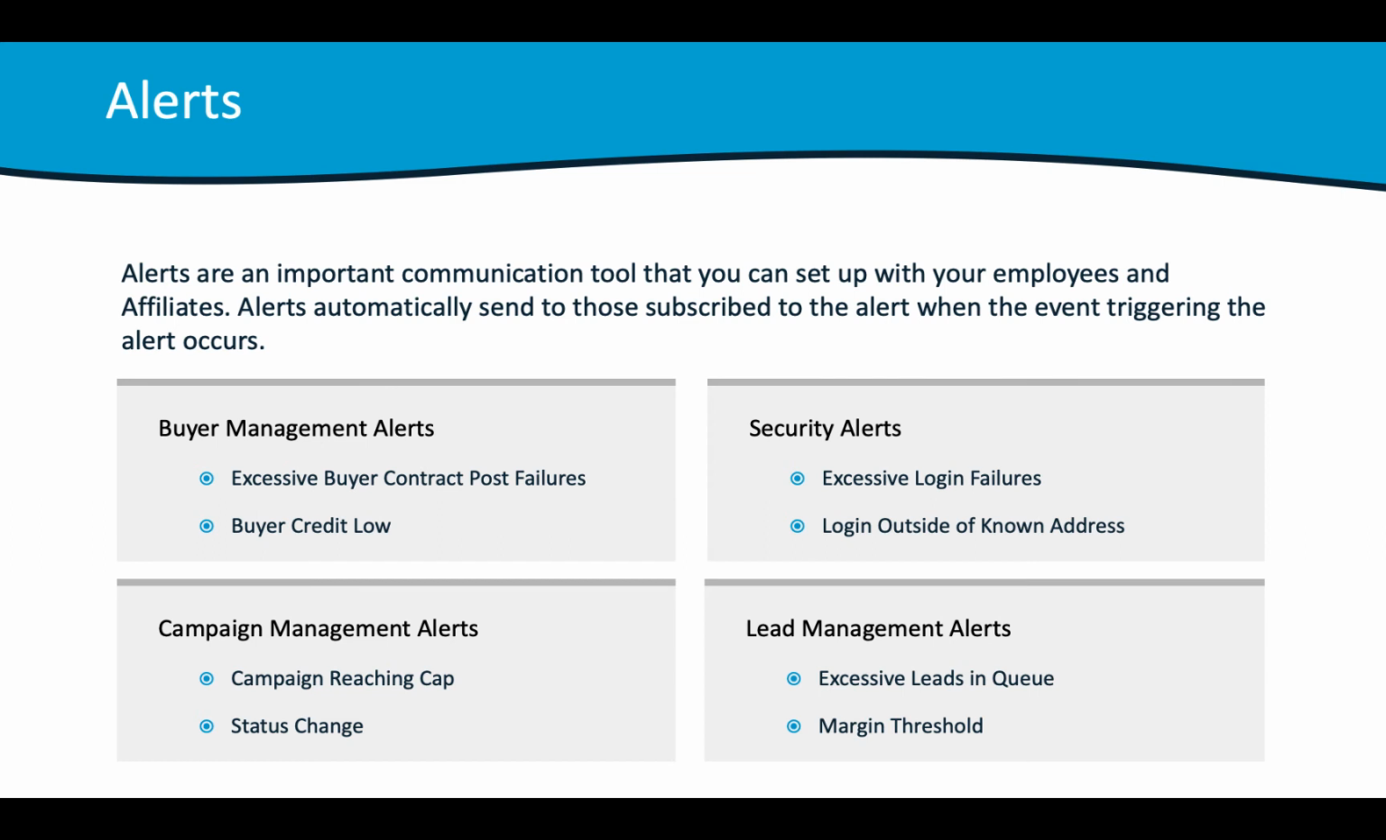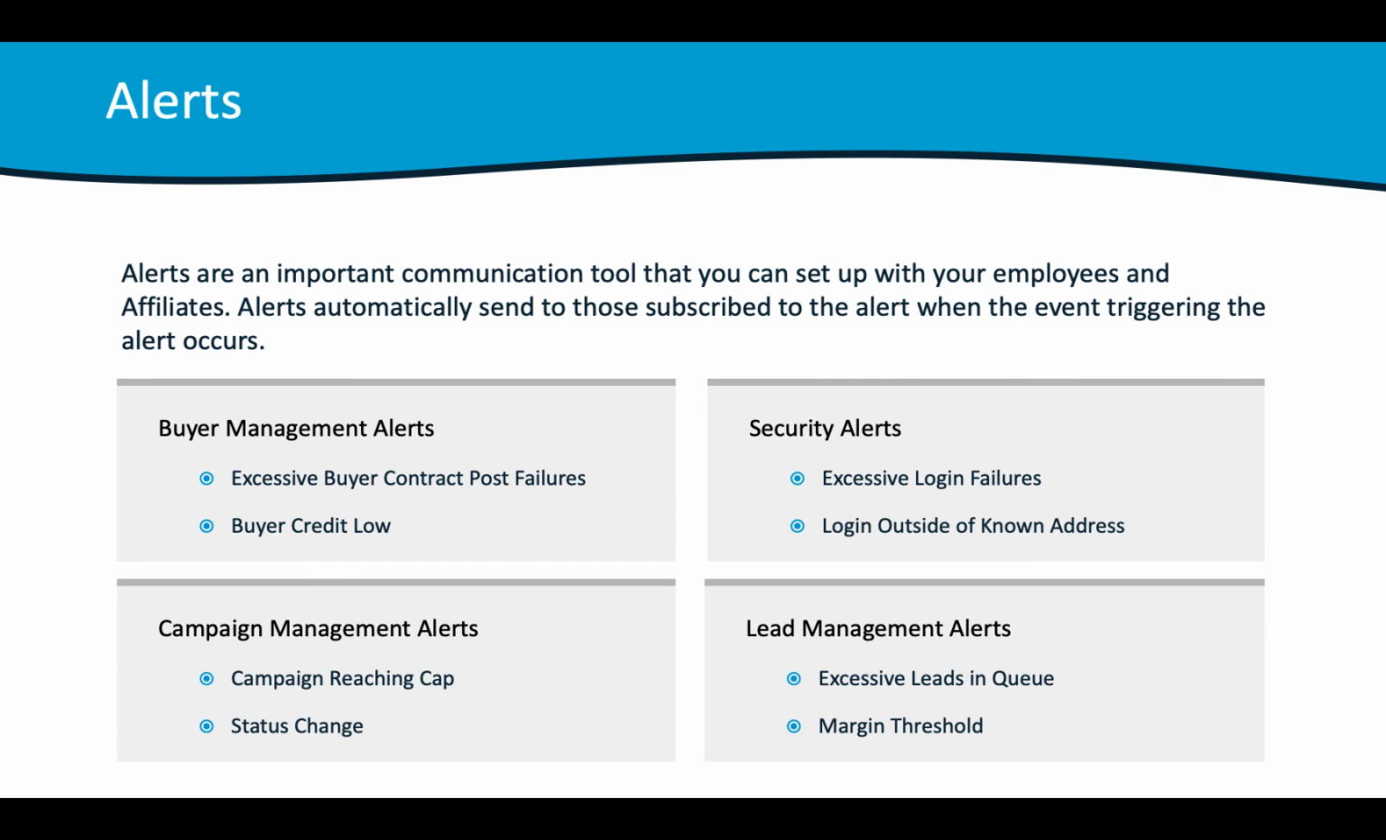When it comes to managing your buyers, we have some alerts that we can apply there, such as when the credit you've given your buyer is getting low. You want to get an email alert of that, and then contact your buyer and say, hey, we're mid-month. You've almost used up your entire budget. Would you like to add some more budget so you can continue to buy leads from us? That's another great tool there. There are also security alerts, lead management alerts, campaign management alerts, etc.